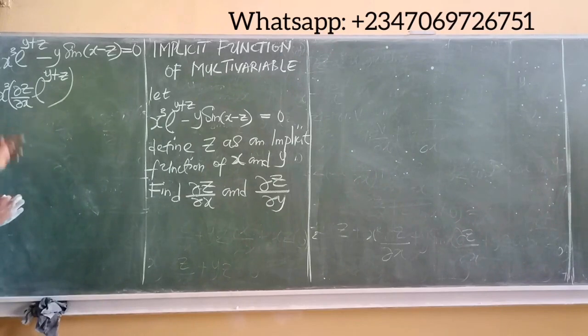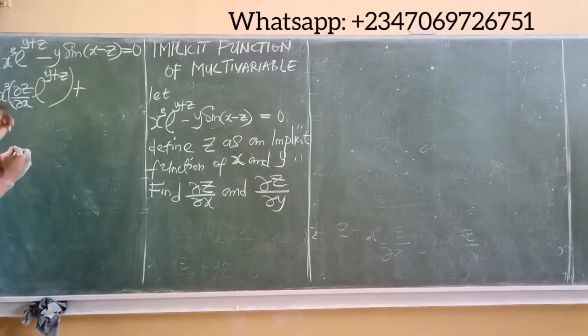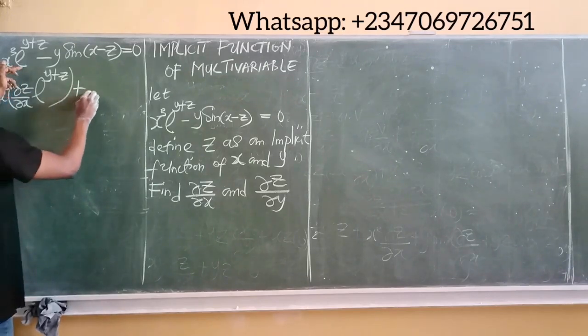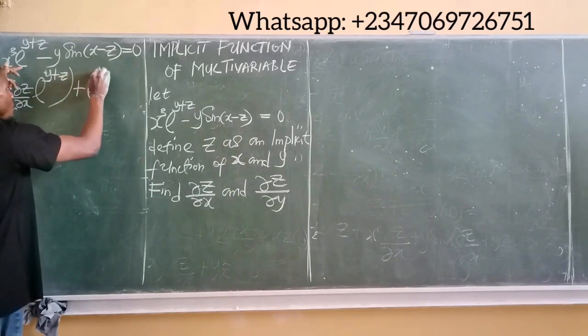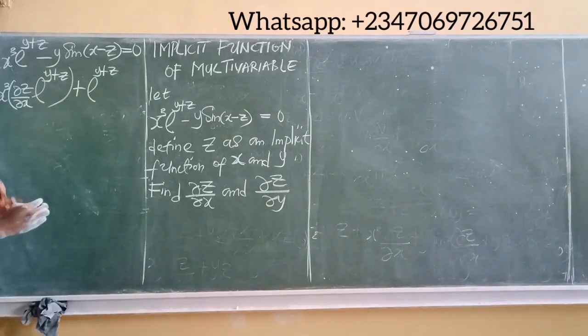Okay, so that is the first part. Keep x cubed constant, differentiate the exponential function. Now you're going to have plus, remember the product rule, plus you now keep what? The exponential function constant, simply exponential y plus z. You now hold it as constant. Then you differentiate what? X cubed.